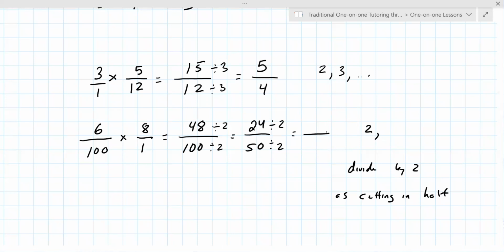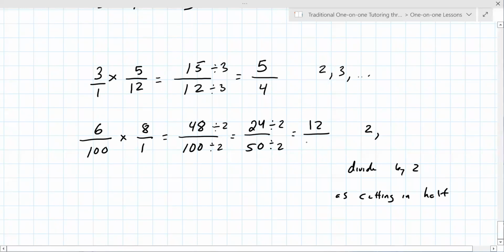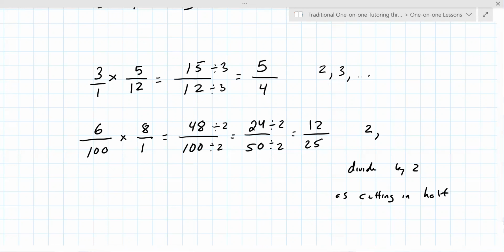So 2 times 12 is 24, and 2 times 50 is 100. 50 divided by 2 is 25. Oh, yeah. I was confused with that number. Okay. Good though. This is the final answer though. This is really good.